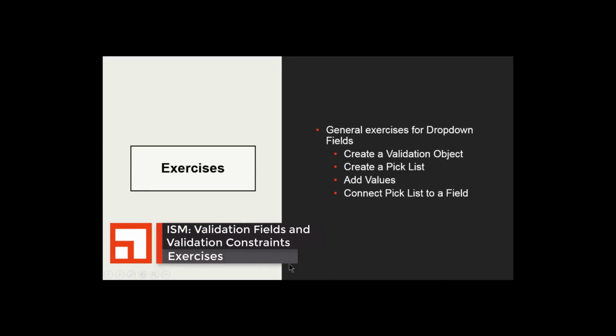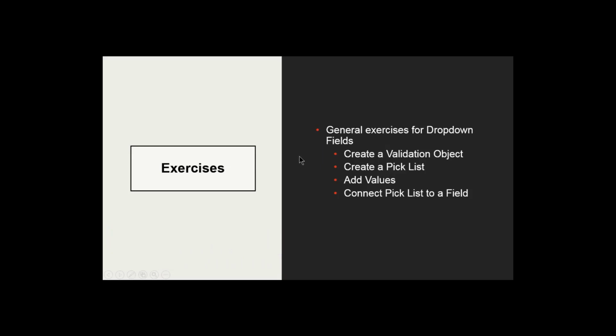Prepared a few exercises for you. So the first one here is create your own validation business object. Next, create a pick list. Add some values to the validation business object, and then connect that pick list to a field.